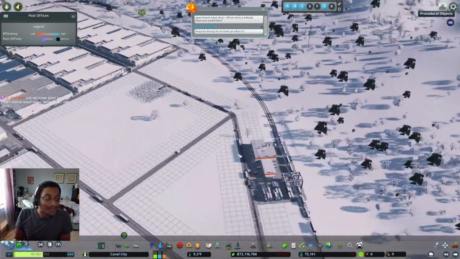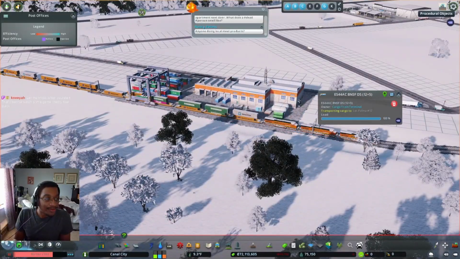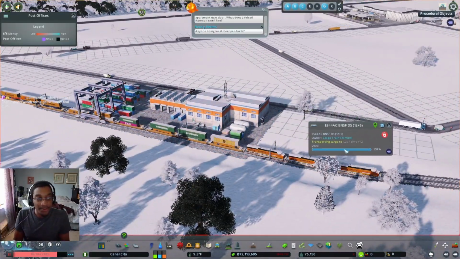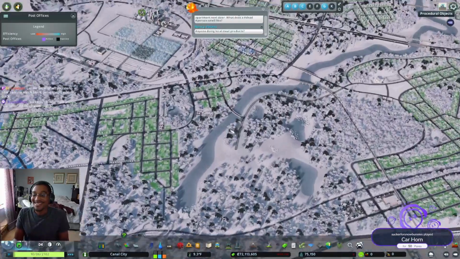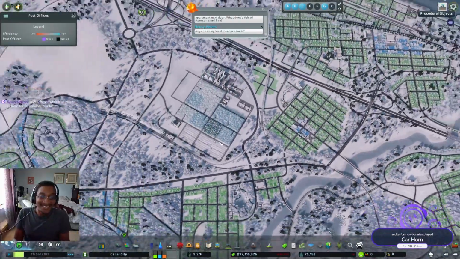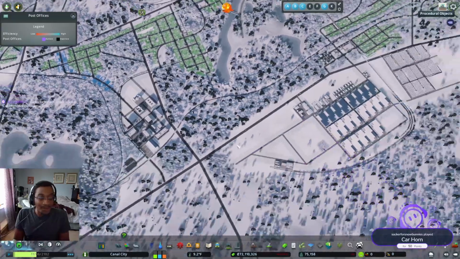But yeah, always use cargo trains. Because right here, the cargo train either to import or to transfer to different cargo terminals that you have throughout the city. And always connect them as well.